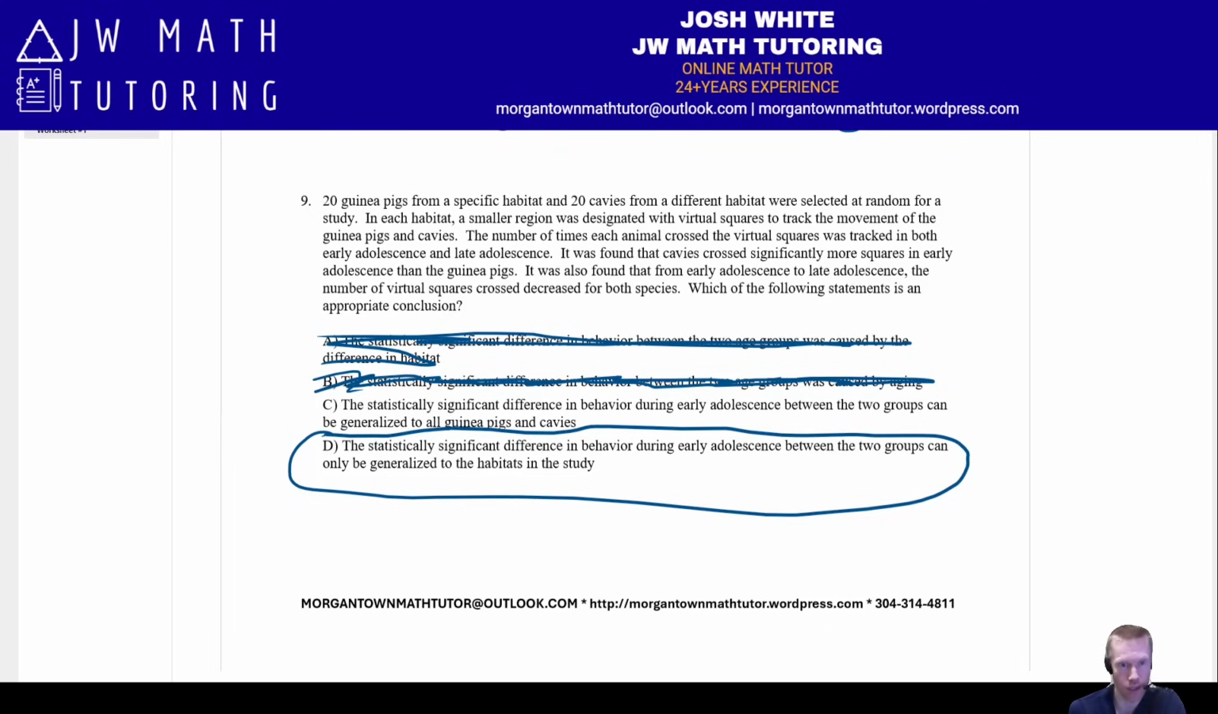You cannot do that. You can only generalize it to the basically largest population from which the participants were selected at random. So the correct answer to this one is going to be letter D.